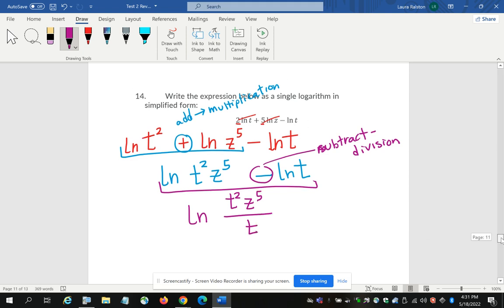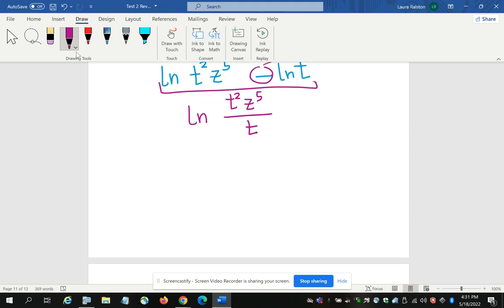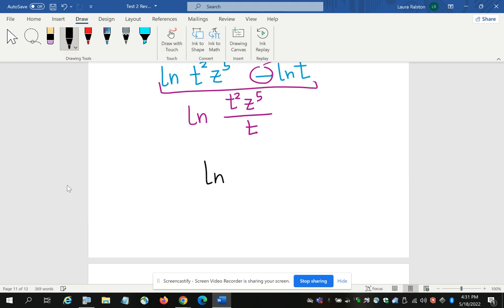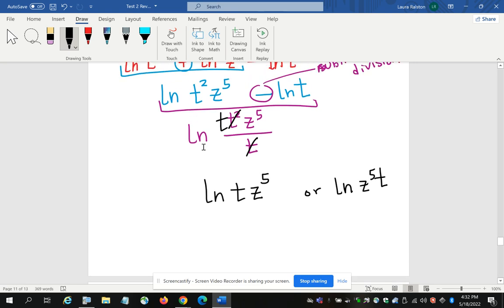And I'm almost home free, but as was the case with any fraction, guys, you always want to simplify the fraction. So notice that we have a t squared and a t. So I can divide out that t, and I'm left with the natural log of t times z to the fifth. Now, guys, you do realize that you could write z to the fifth times t as well. The order of your variables doesn't matter, because remember, multiplication is commutative, that the order can be changed.